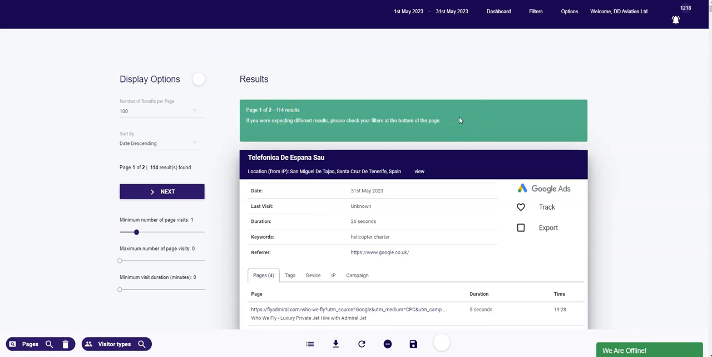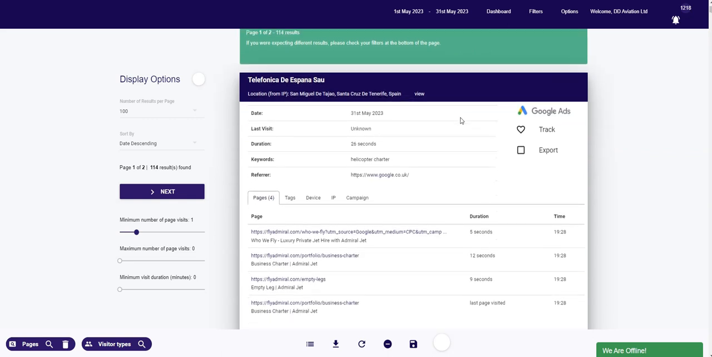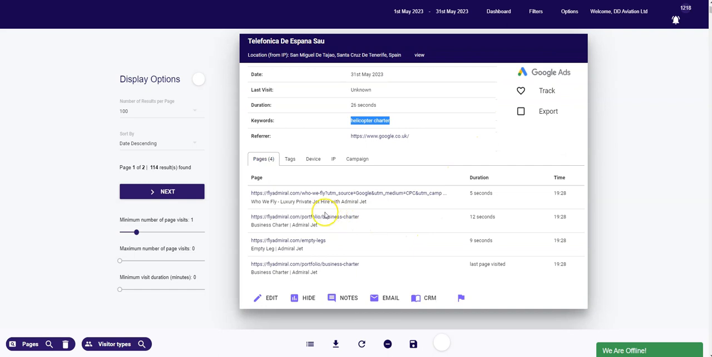And what we're going to do now is look through each of these visits and get a feel for how the website visitor looked through the website. We're trying to find problems that there might be and patterns as well. So on this particular date, someone came in from Google Ads having looked for a helicopter charter. They landed on this page, which is Who We Fly. Then they went to Business Charter, and then they went here.